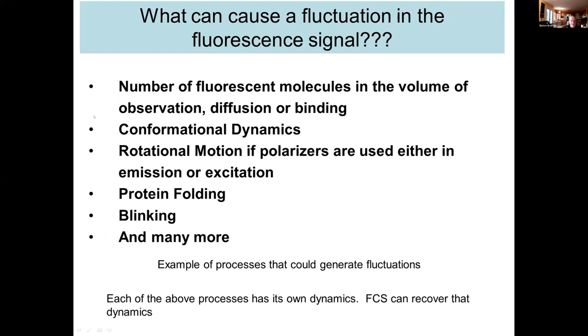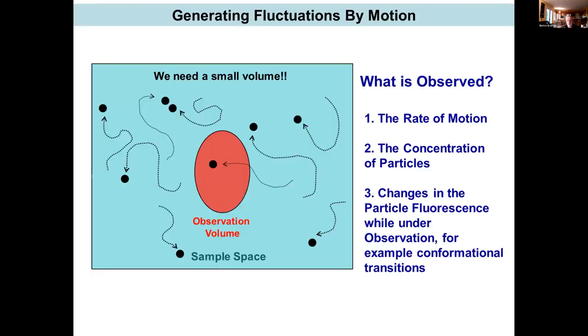I was interested at that time in conformational dynamics of proteins, but many other things can be measured. For example, rotational motion, if polarizers are used in excitation or emission, and protein folding, blinking, which appears much later in the literature, although we know from the experiment in FCS that there was blinking, and many more. That is very important because it distinguishes the physics, which is the diffusion and binding, from other processes. So let's go and see how the experiment is done.